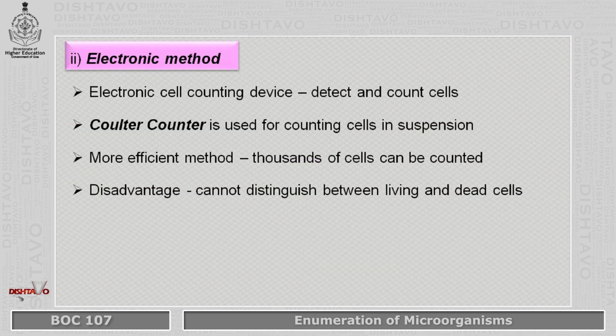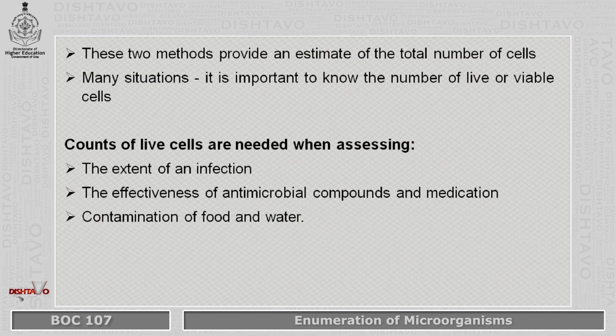The next one is the electronic method. This is a method in which an electronic cell counting device is used to detect and count the cells. The instrument which is used is called a Coulter counter, which is used for counting the cells in the suspension. Now this is a more efficient method, since in a few seconds thousands of cells can be counted. The disadvantage of this method is that it cannot distinguish between living and dead cells.